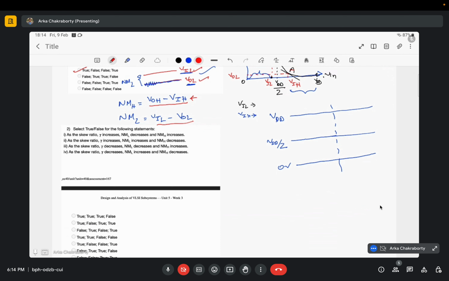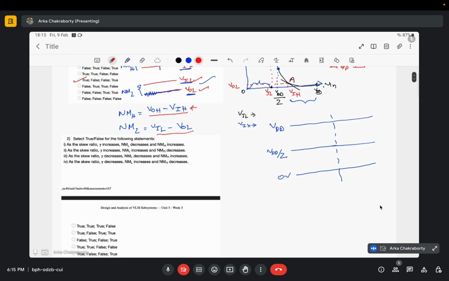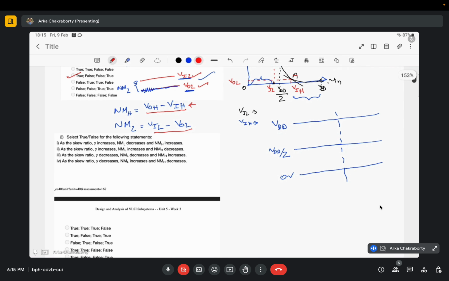So again, a true false question, a few statements are given, and we have been asked to identify whether they are true or false. Okay, the first statement is as the skew ratio gamma increases, noise margin low decreases and noise margin high increases. Okay, let us look into it. From the previous day's discussion, you might remember that gamma was defined as beta p by beta n. And what is beta? Beta is mu p Cox p W by L of the PMOS divided by mu n Cox n W by L of the NMOS.